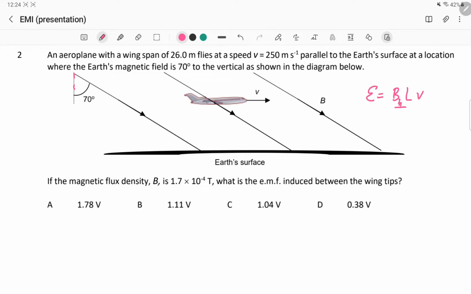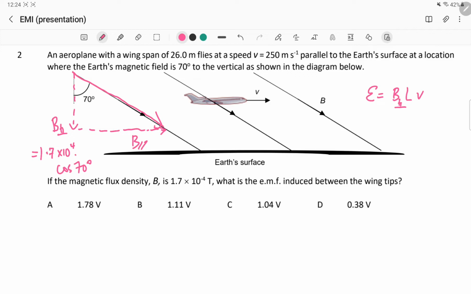So we will have the B perpendicular here and the B parallel here. If this is the B, then this will be equal to 1.7 times 10 to the power of minus 4 times cosine 70 degrees.